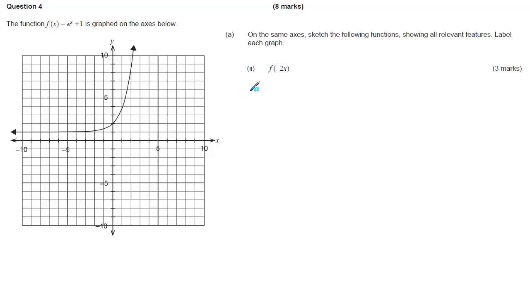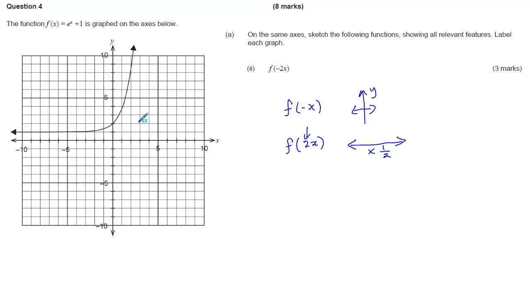Now the second one we want to draw is f of negative 2x. Now we should know that f of negative x would give us a reflection in the y-axis. And if we had f of 2x with the 2 multiplying inside the function, that's a horizontal dilation with a scale factor of 1/2. So combined, we're going to get a reflection together with a dilation scale factor 1/2.